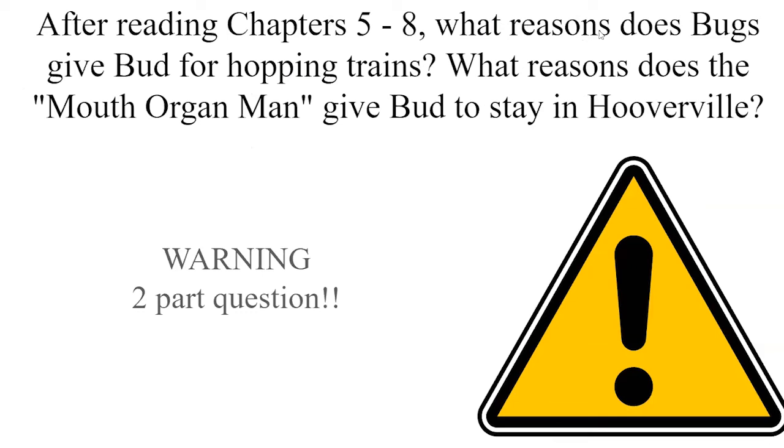You want to figure out the reasons. So Bugs gives some reasons, and the mouth organ man gives reasons. And they're just trying to convince Bud to do what they want. Bugs wants Bud to hop on trains with them, and the mouth organ man wants Bud to stay put in Hooverville. So what are they even talking about?